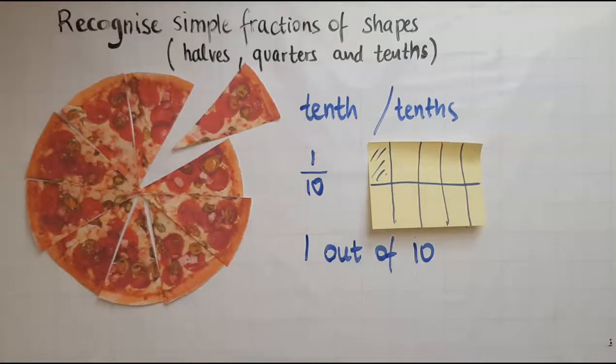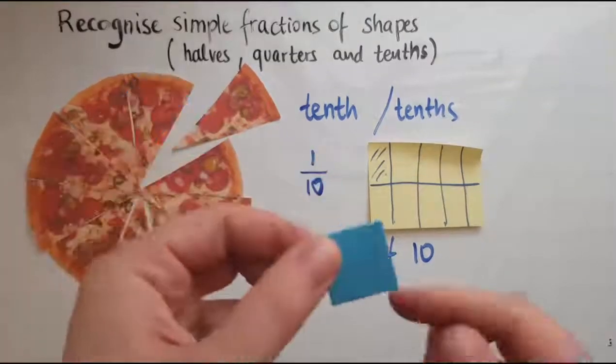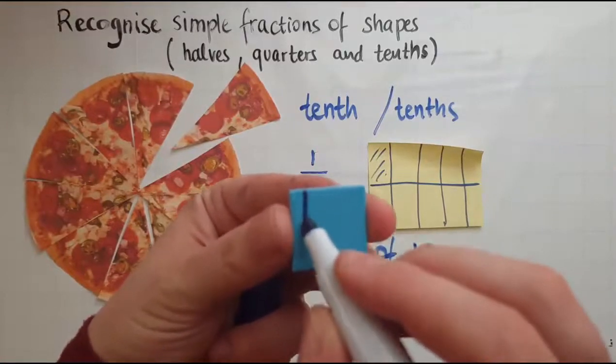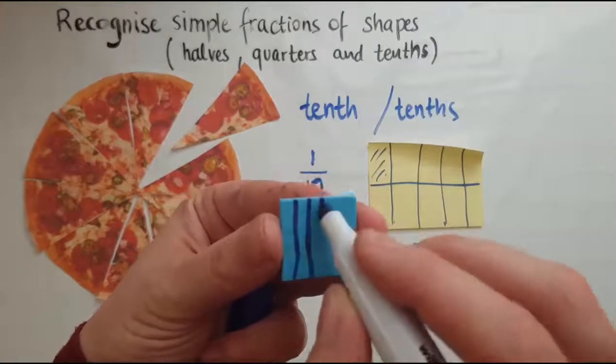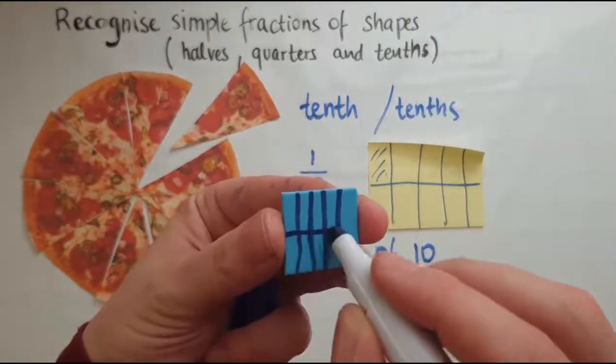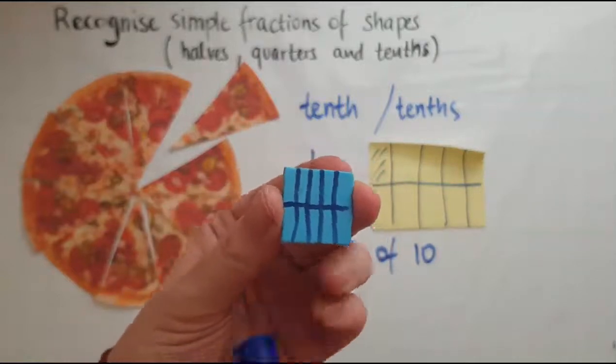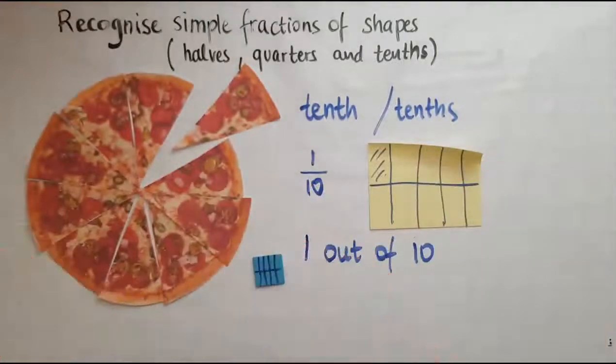A similar thing would happen with a square. So I'd need to cut it into equal parts, just like the rectangle. So I could go there we go, and I have 10 equal parts here as well. And this is how you recognize and you draw and you find tenths of shapes.